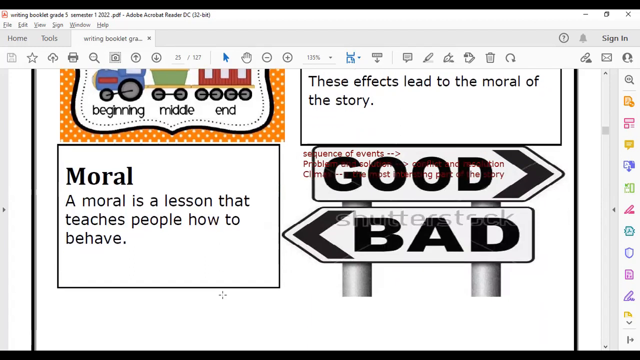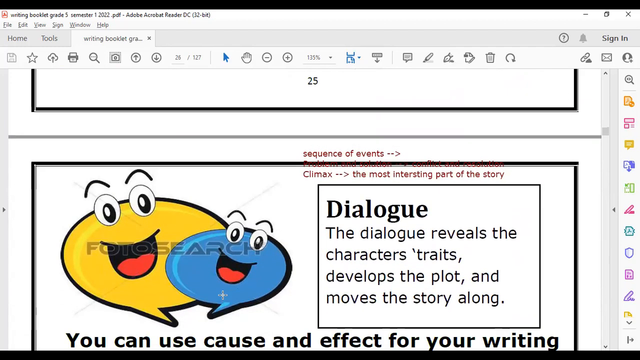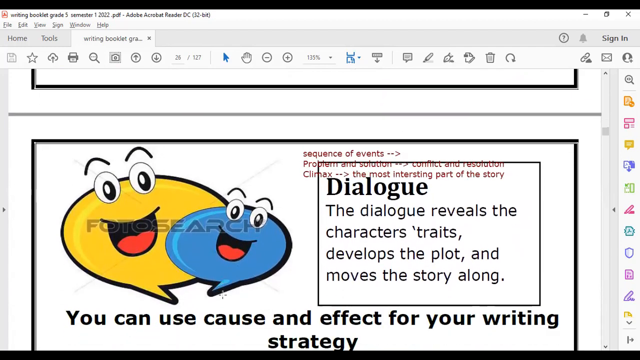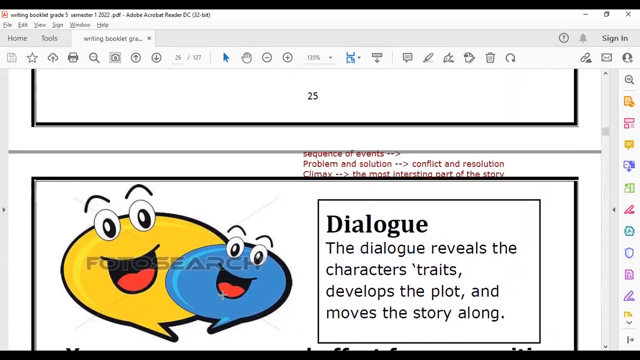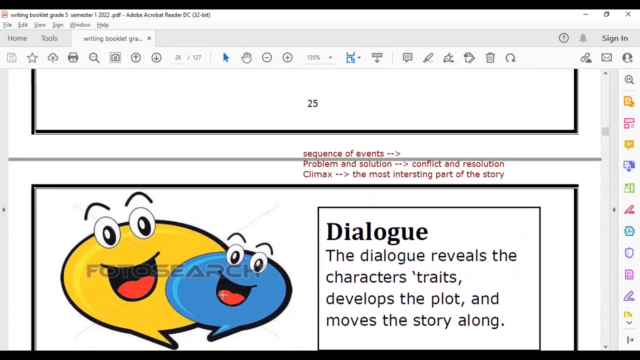Okay, let's go down more. Now this is a bit advanced, but I will explain it anyway. If you are writing or reading a piece of drama, you will notice something called a dialogue. What's a dialogue? A dialogue is a conversation between two or more characters. This dialogue reveals the characters' traits.